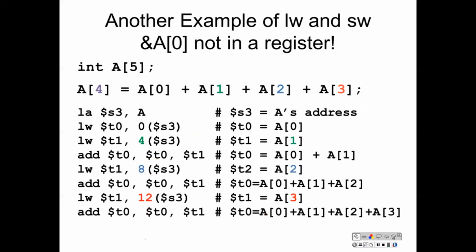And we need the value of A3. We get that by loading the right-hand side of the expression here. Now that we've got the right-hand side of the expression, we can store it into A4 using the store word instruction. We store the calculated value in T0 into the 4th word.